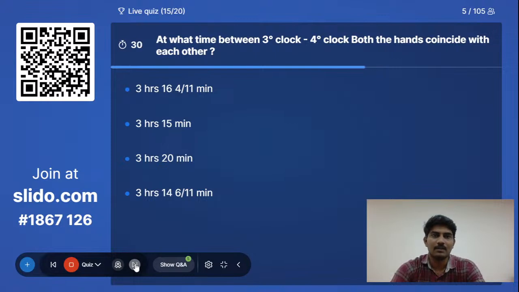So this also comes under the topic of clocks. We discussed it in a very detailed manner: what is meant by coinciding with each other, overlapping with each other, what is meant by a right angle, perpendicular to each other, a straight line and opposite direction. These are all topics that come under this, and we discussed them elaborately and precisely without any confusion to you.